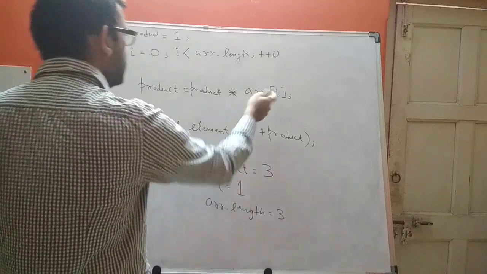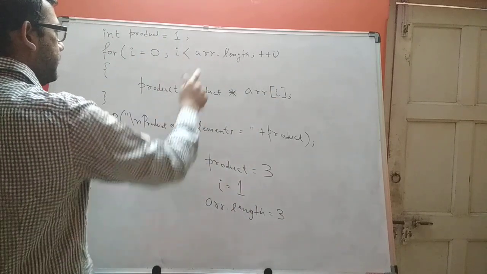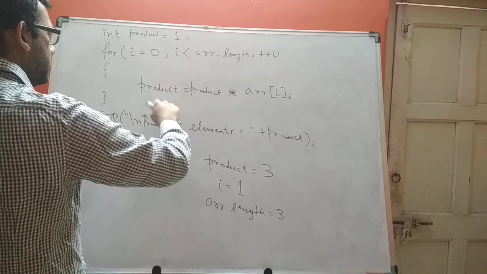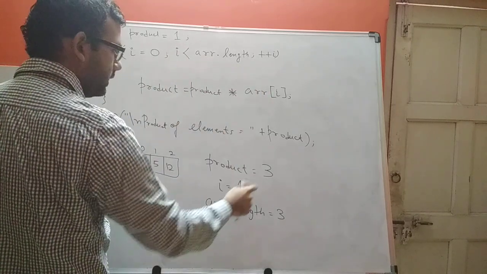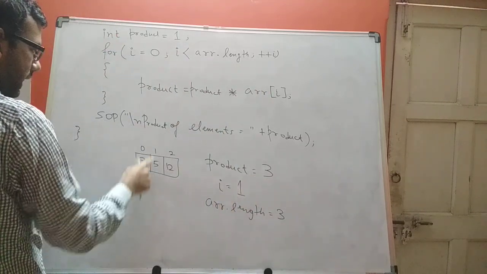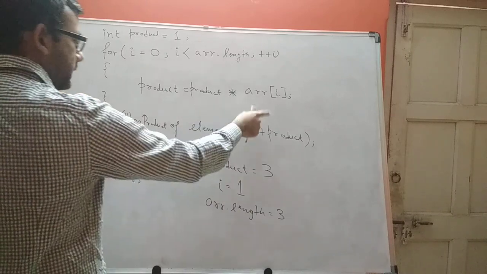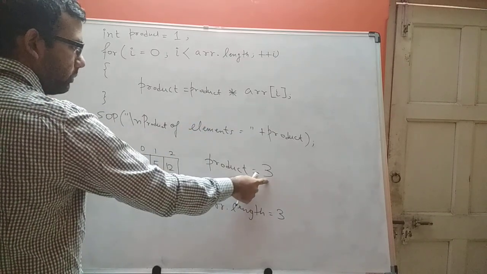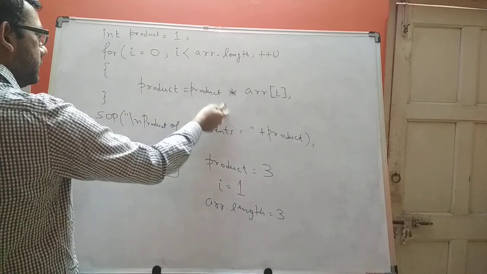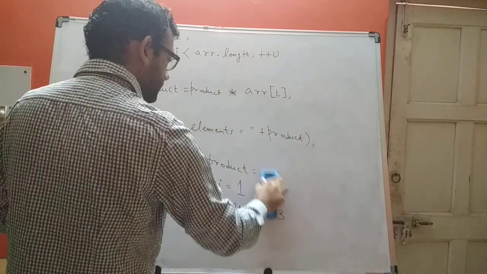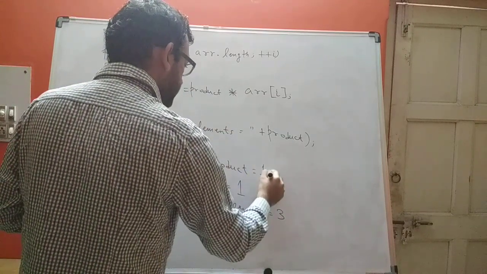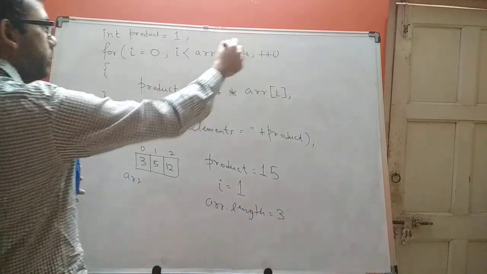i becomes 1. Now you check. The condition is satisfied, so you come inside. Product into arr of i. What is arr of i? arr of 1 is 5. So that into product. What is the value of product? 3. So 5 into 3 is 15. Store it in product itself. So now the value of my product is 15. Again you go back up.